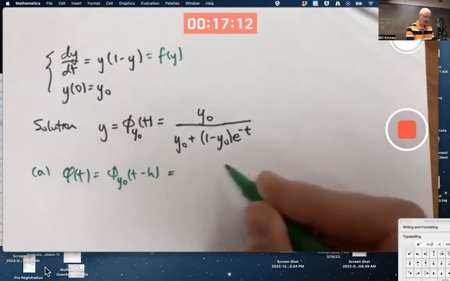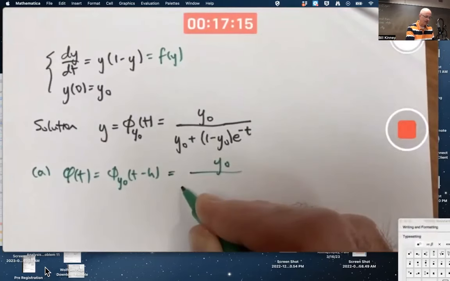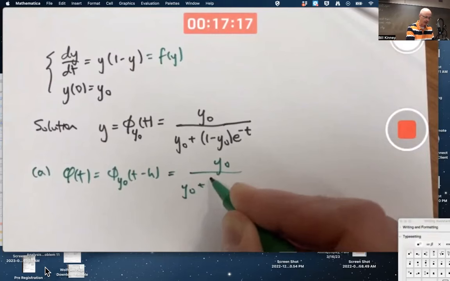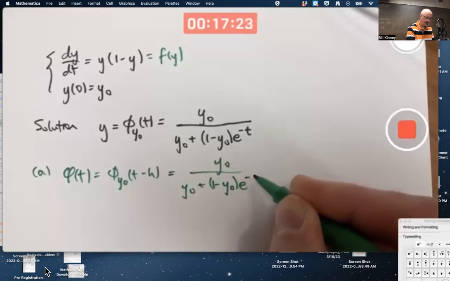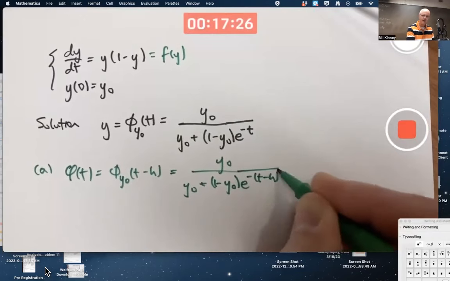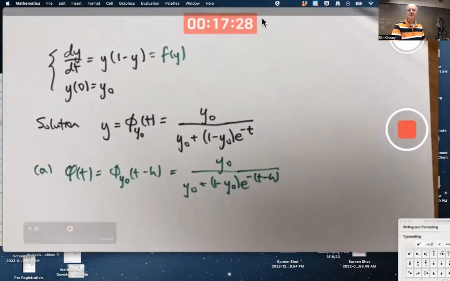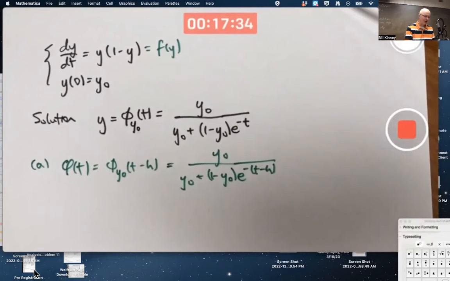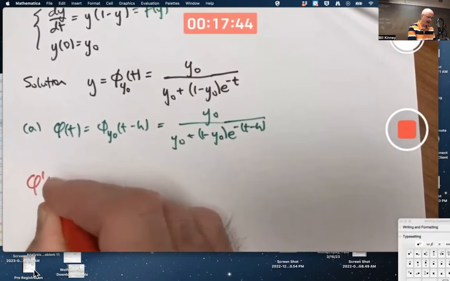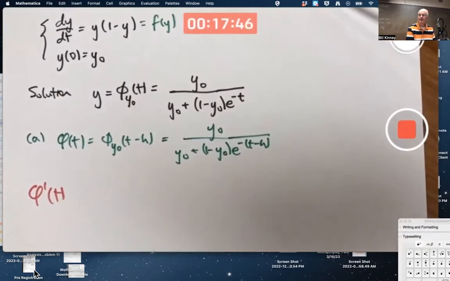You probably plugged in t equals t minus h. In other words, replace t with t minus h. I'll do it with my formula here, like this. And you want to differentiate that and show it solves the differential equation. It is kind of a pain. So we need to verify that the left-hand side equals the right-hand side when we simplify. Okay? It's worthwhile going through some painful experiences sometimes for the purpose of knowing you can do it, if nothing else.